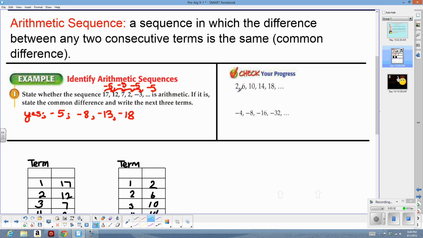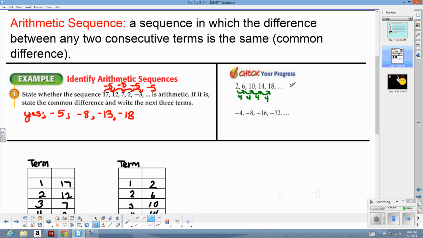From 2 to 6, it increased by 4. And from 6 to 10, it increased by 4. From 10 to 14, it increases by 4. And from 14 to 18, it increases by 4. Again, one way to check that is to subtract one term minus the term in front of it, 18 minus 14 or 14 minus 10, and so on.